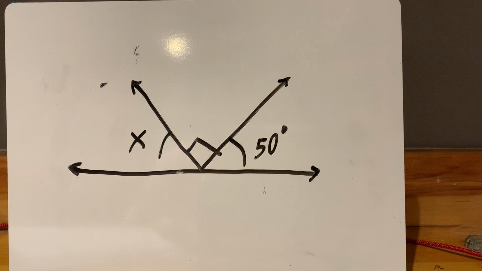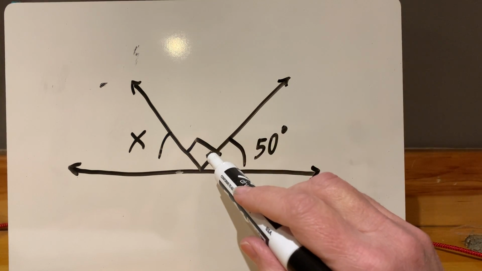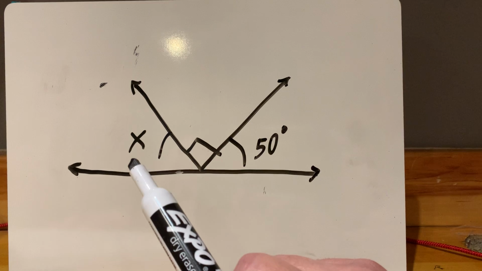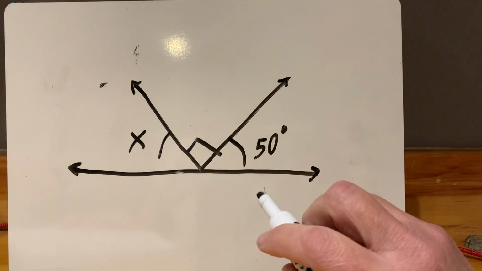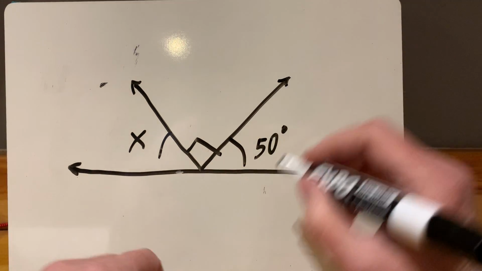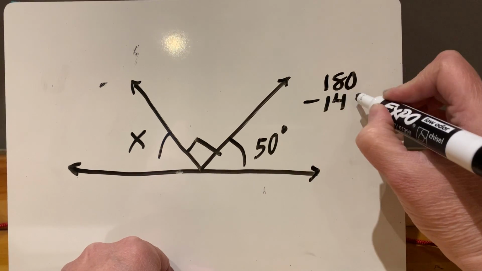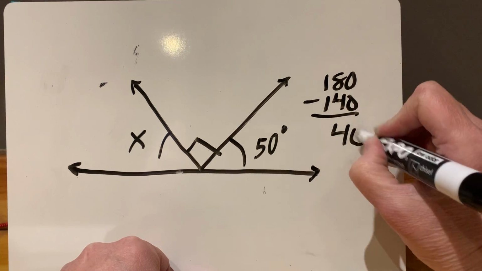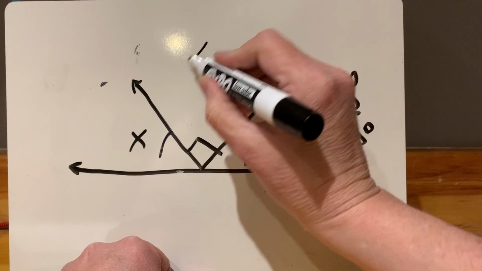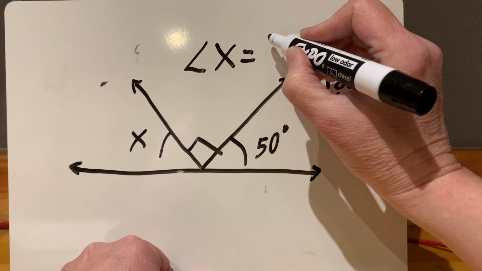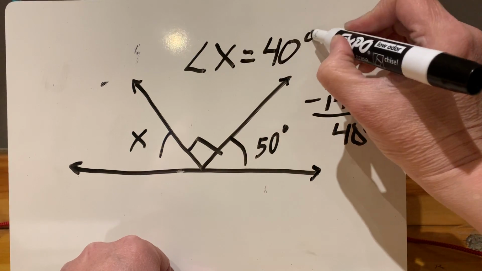What is the measure of angle X? We see that the three angles combine to form a straight angle. We are given the measure of two angles, 50 degrees, and again this box indicates 90 degrees. The sum of these angles is 140 degrees. So the measure of angle X would be 180 minus 140, which would equal 40 degrees. So the measure of angle X is 40 degrees.